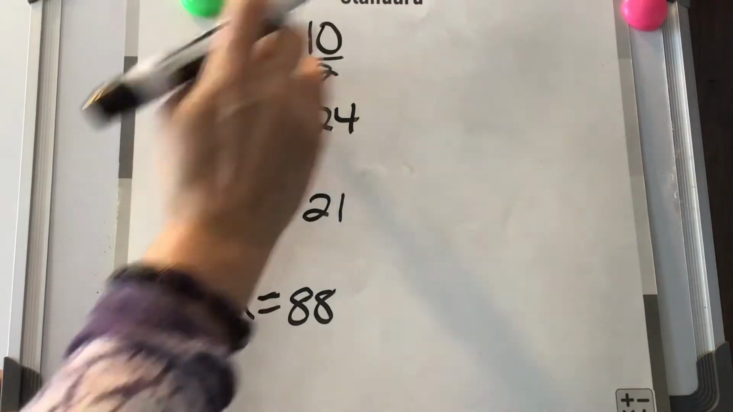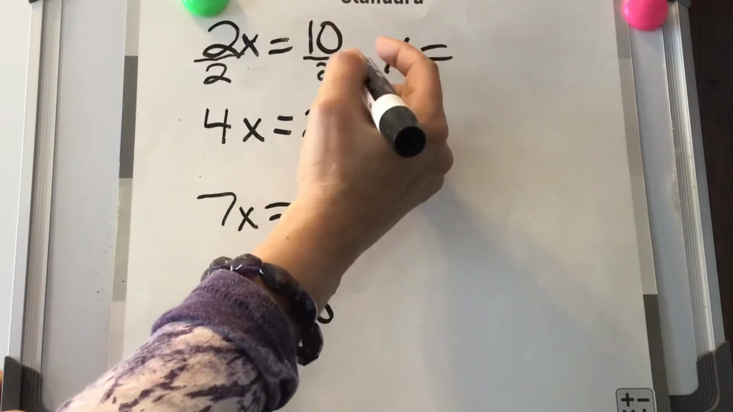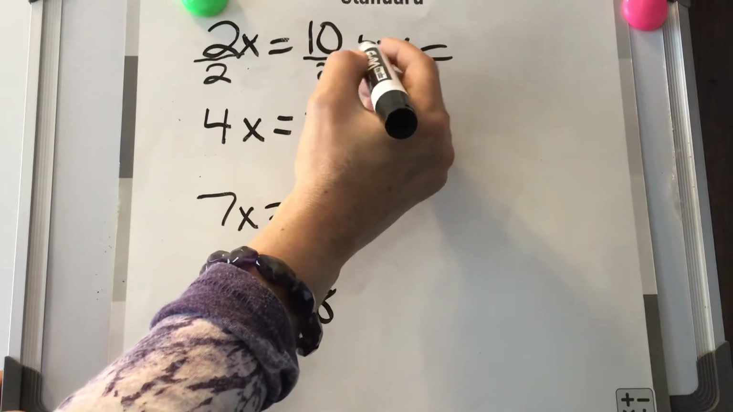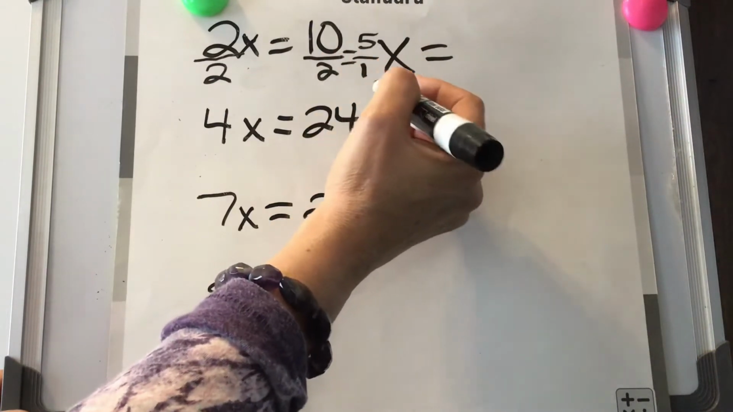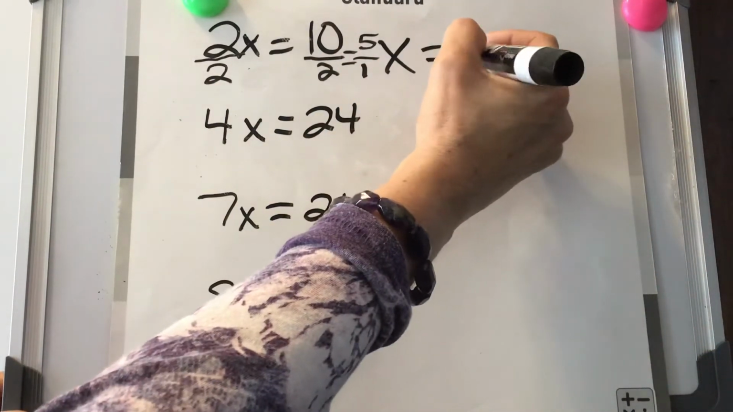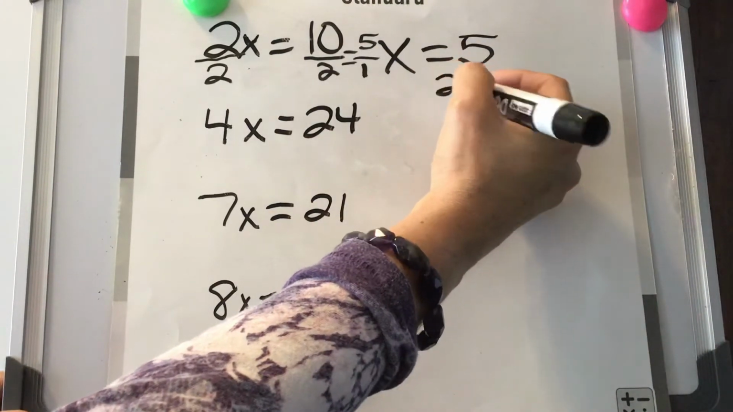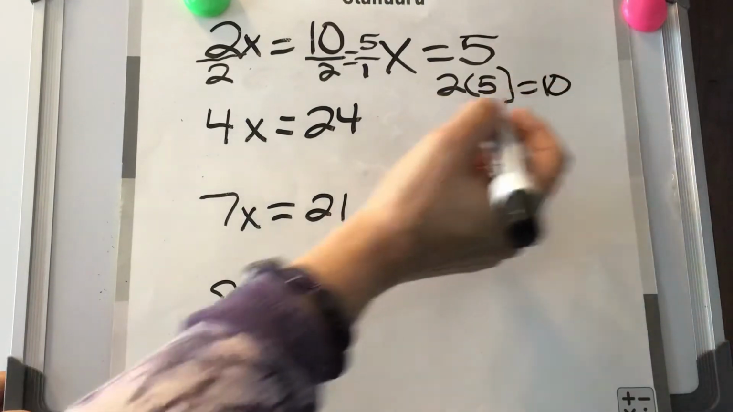Let's do this. We'll write it over here. Okay, so 10 over 2, 2 goes into both those numbers evenly. 2 goes into 10 5 times, and 2 goes into 2 1 time. So that would leave you 5 over 1, which equals 5. Okay, so if you plug that back in, rewrite it. 2 times 5 equals 10, and that is correct.